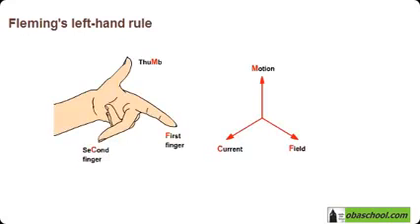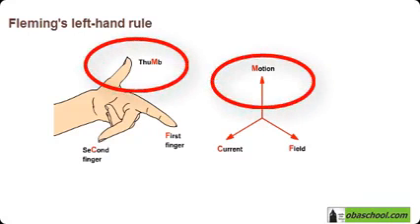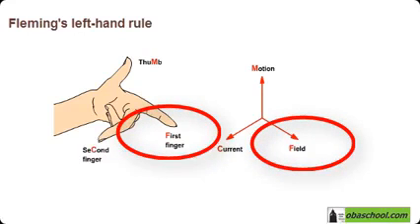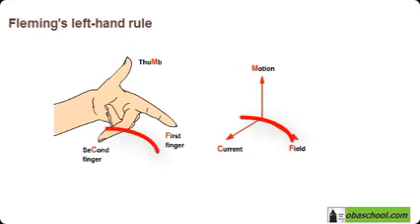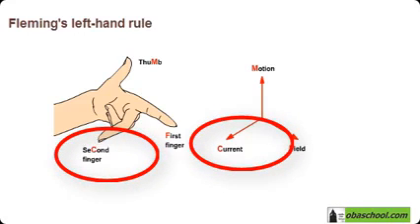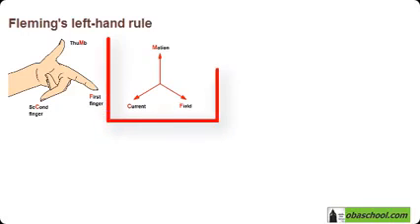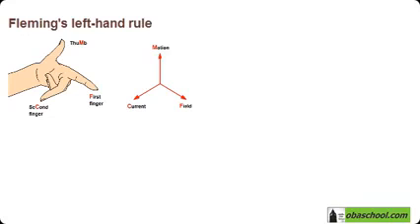In this rule, we use three fingers. The thumb goes in the direction of the motion of the wire. The first finger goes in the direction of the magnetic field. And the second finger goes in the direction of the current. The three directions are at right angles to each other. And to predict any of these directions, we have to follow these steps.